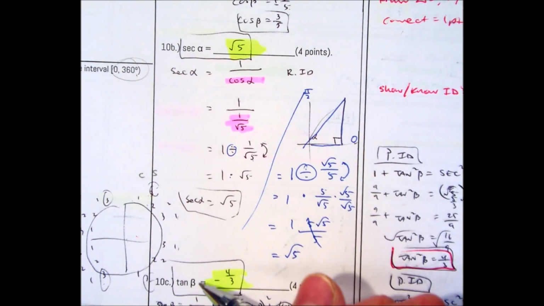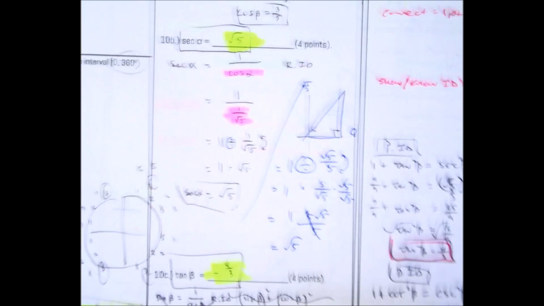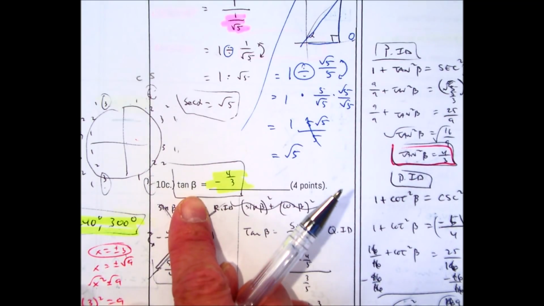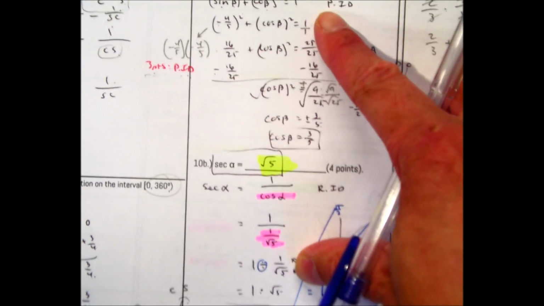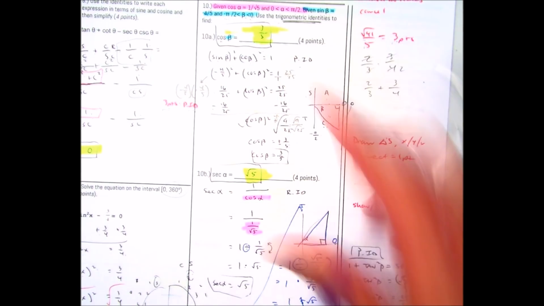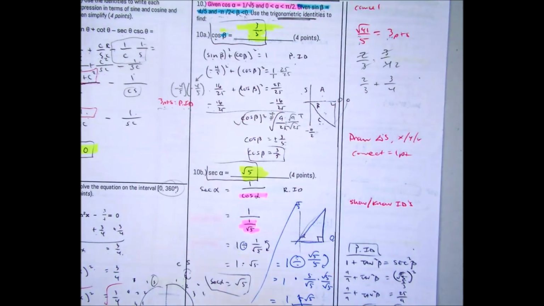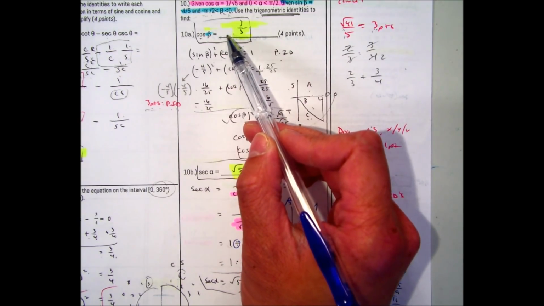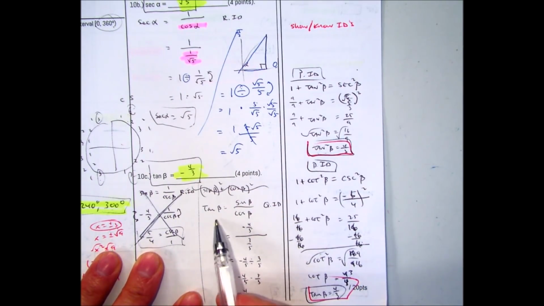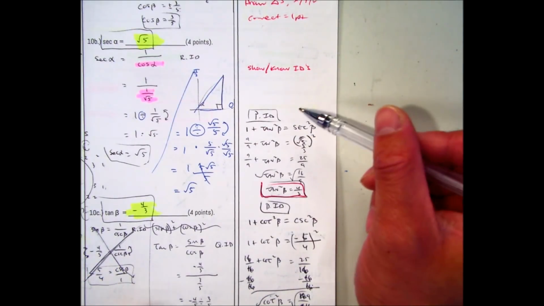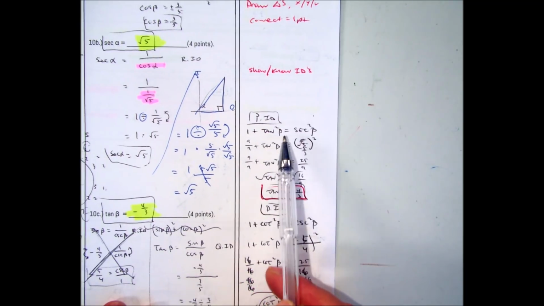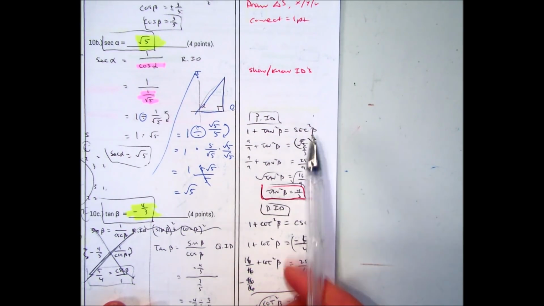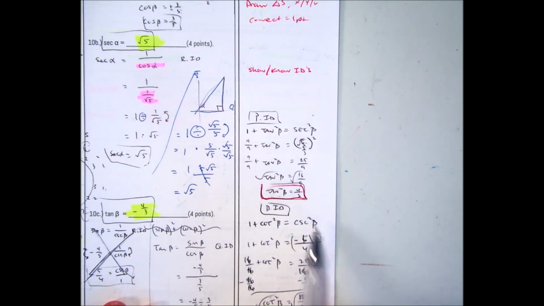Question number 10c. I need to find tangent of beta. I told you guys that you can find your answer for these two and then use that for the third question. Tangent of beta means I need to use cosine of beta. Now there's actually 3 ways that I solved it. You could have used the quotient identity: tangent of beta equals sine beta over cosine of beta. Or you can use either of these Pythagorean identities: 1 plus tangent squared beta equals secant squared beta, or 1 plus cotangent squared beta equals cosecant squared beta.